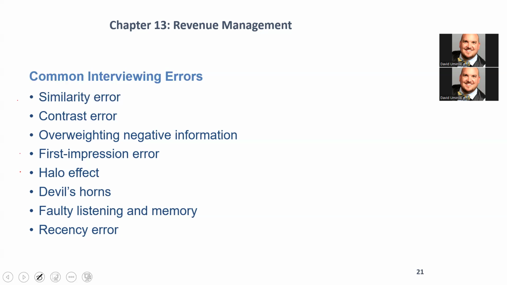The halo effect is this person can do no wrong, right? This person is amazing. They're an angel. They can do no wrong. Devil's horn is the opposite. This person can do no right. I cannot stand this person. No matter what they do, they can do no right. And so we want to avoid those types of things in the interview process.